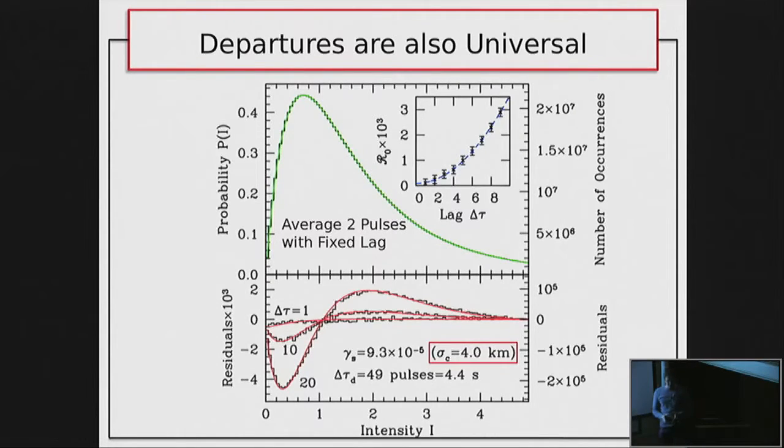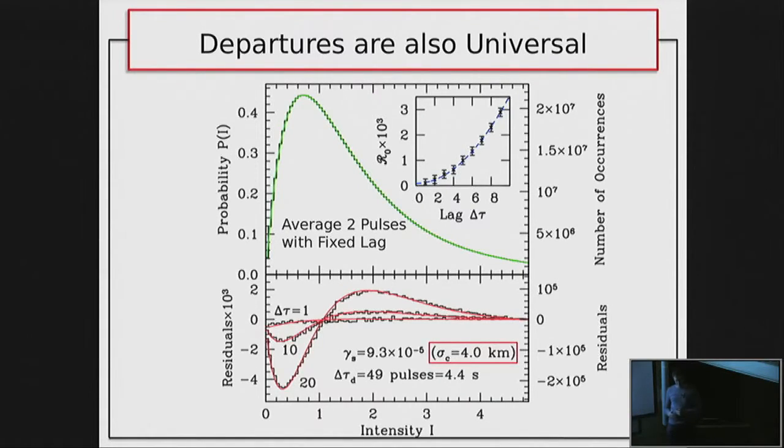So the departures are where all the information has to be. The departures from those green models, the residuals of them, have to be what contains physical information about the source. But when analyzed in this particular way, these departures are also universal. They can be described by a single parameter. Okay, and so here, what we're looking at is pairs of pulses that are then averaged together. And as you look at the statistics of those, these residuals can be described by a single parameter at each lag of averaging.